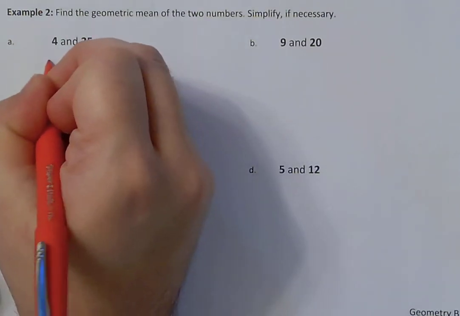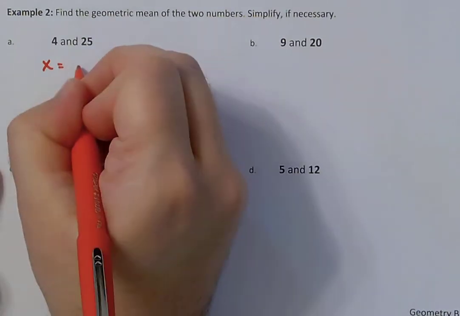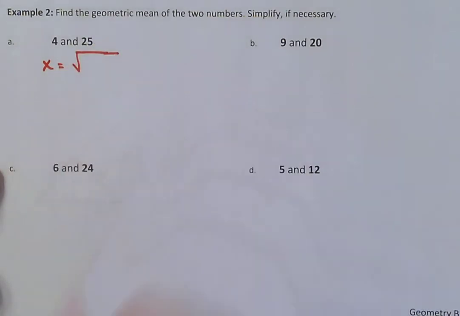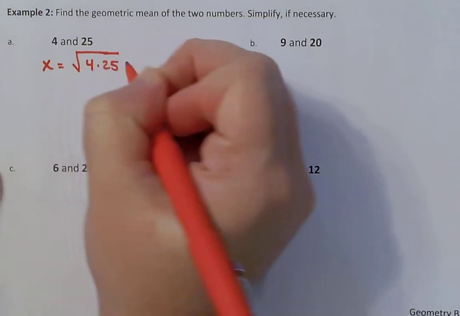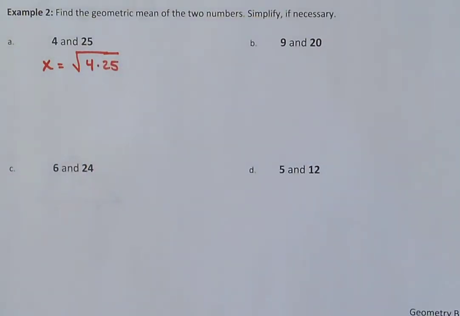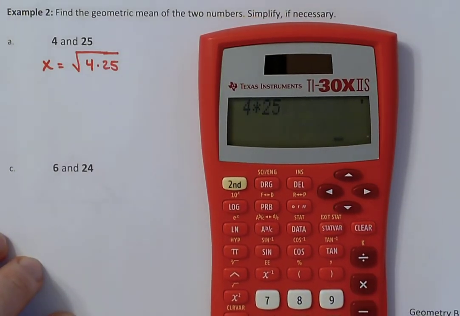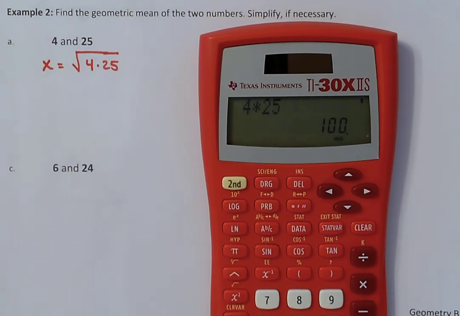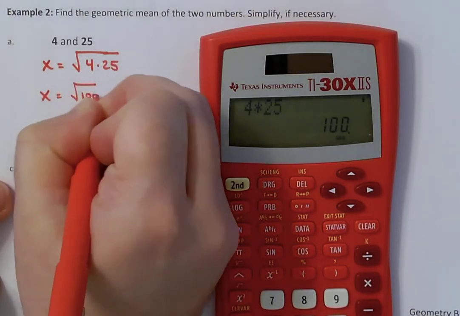To figure that out, x equals the square root of the product of those two numbers. Product implies multiplication, so it's going to be the square root of 4 times 25. The first thing we need to do is figure out what 4 times 25 is. If we do 4 times 25, we end up with 100. So we now have x equals the square root of 100.